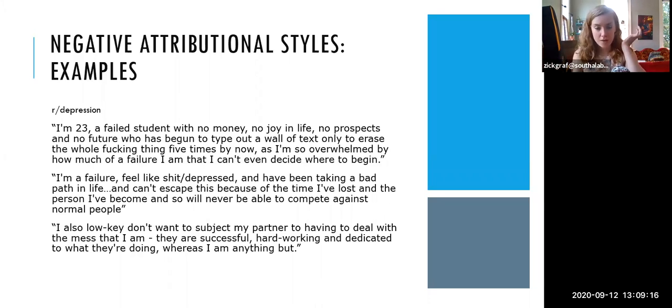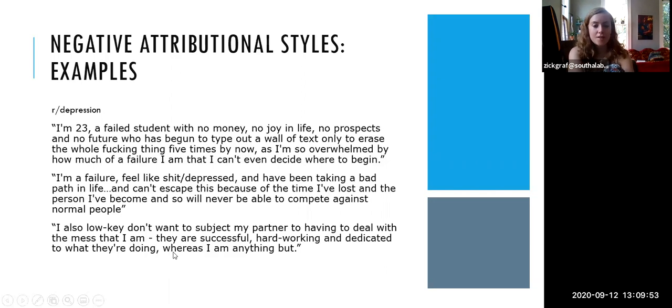and stable and global. So they have no future, no prospects, no joy. However they're feeling now, whatever bad thing happened, it extends to the whole rest of their life. This is another global attribution. So because of the time that this person has lost being depressed, they'll never be able to compete against normal people. So the negative things that have happened thus far, the depression, has global implications for the rest of their life and their ability to live in the world.